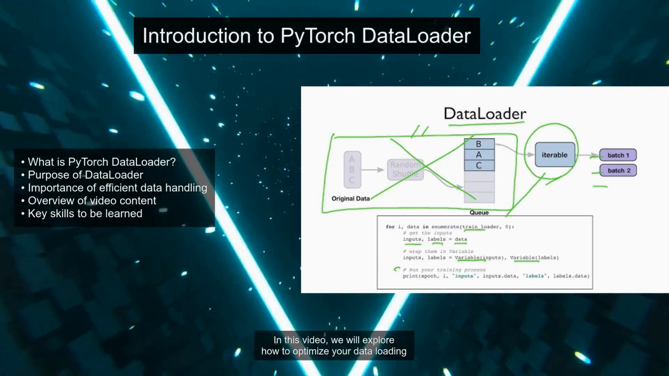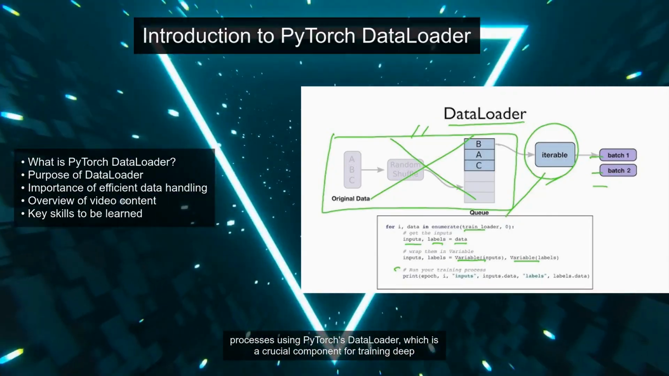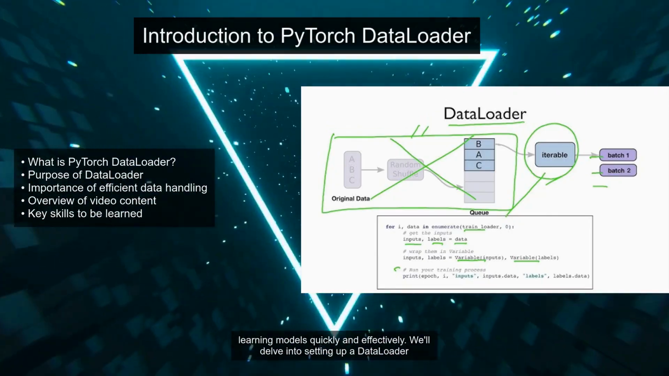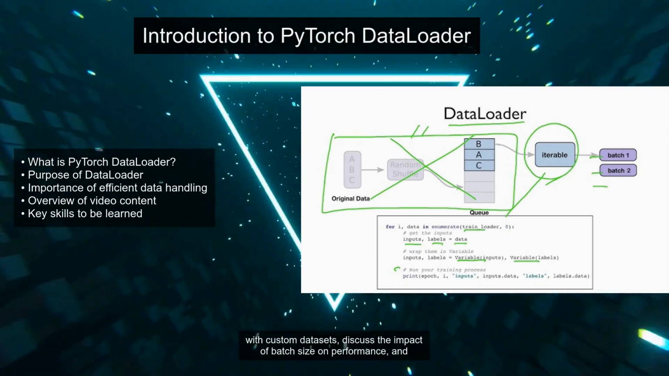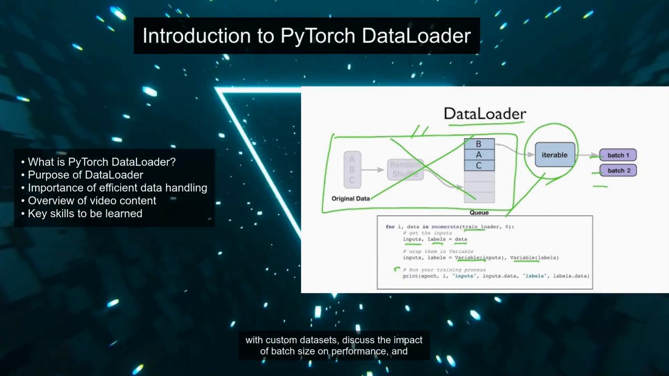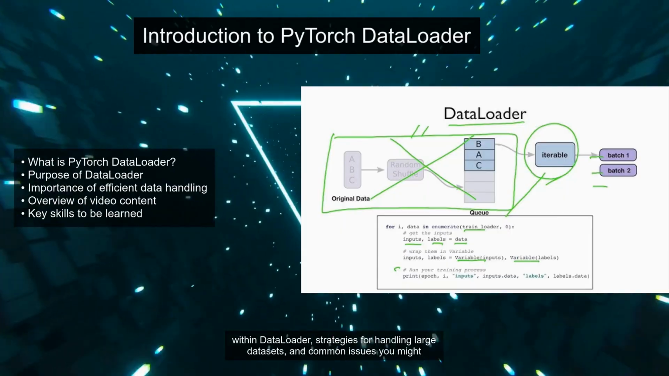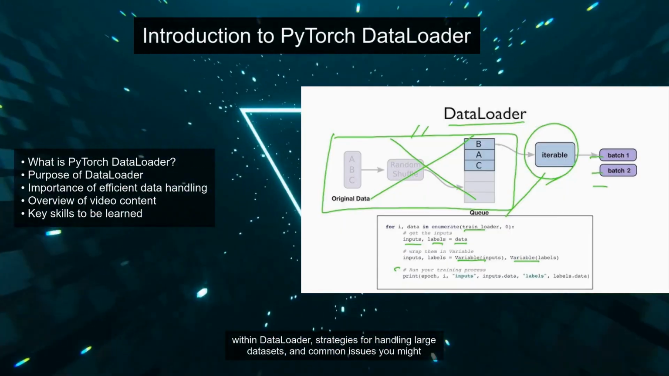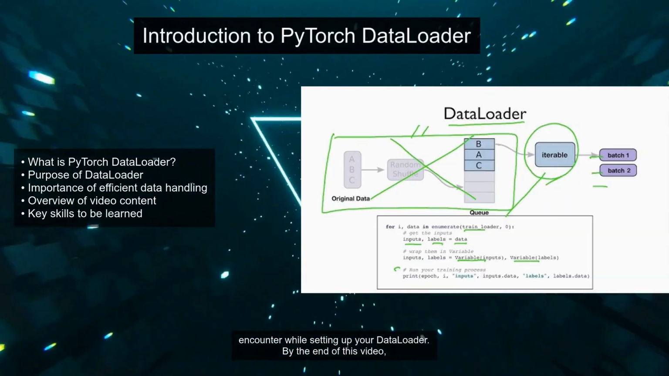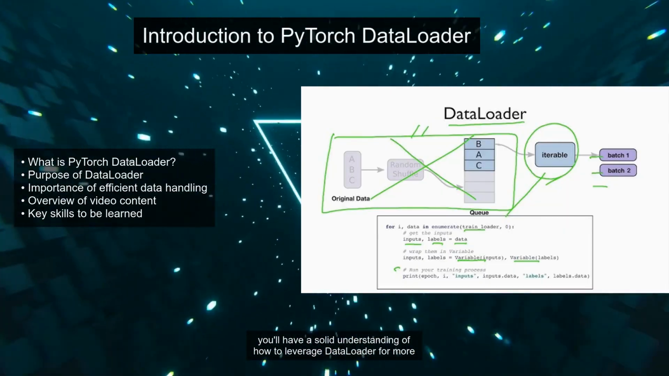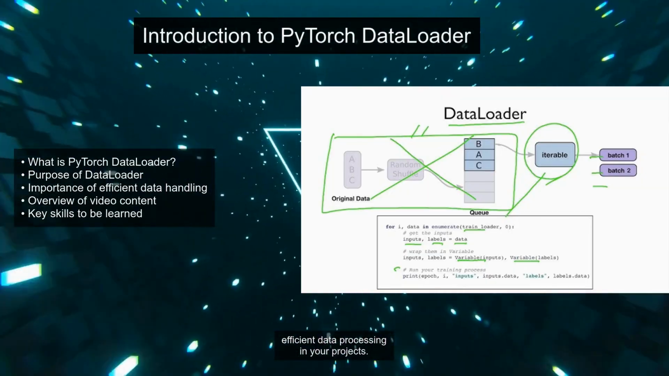In this video, we will explore how to optimize your data loading processes using PyTorch's DataLoader, which is a crucial component for training deep learning models quickly and effectively. We'll delve into setting up a data loader with custom datasets, discuss the impact of batch size on performance, and explore DataLoader's multiprocessing features for speed enhancements. Additionally, we'll cover data augmentation within DataLoader, strategies for handling large datasets, and common issues you might encounter while setting up your data loader. By the end of this video, you'll have a solid understanding of how to leverage DataLoader for more efficient data processing in your projects.